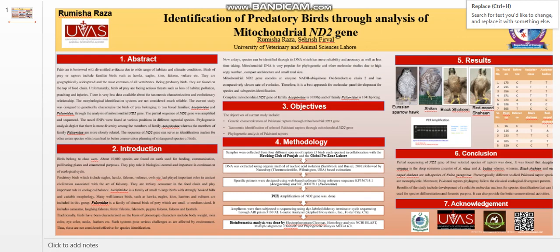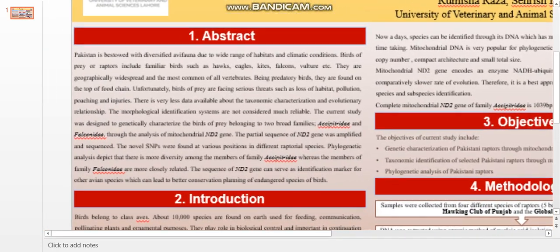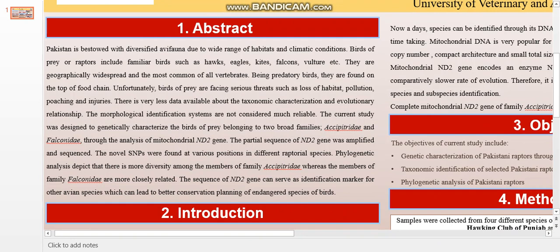I am Rumisha and the topic of my presentation is the identification of predatory birds through analysis of mitochondrial ND2 gene. Overall, my study is about the raptors or birds of prey, which includes birds such as hawks, eagles, kites, etc. These birds are widespread and common of all vertebrates, but unfortunately, they are facing serious threats, and there is a dire need to have some ideas for their conservation.